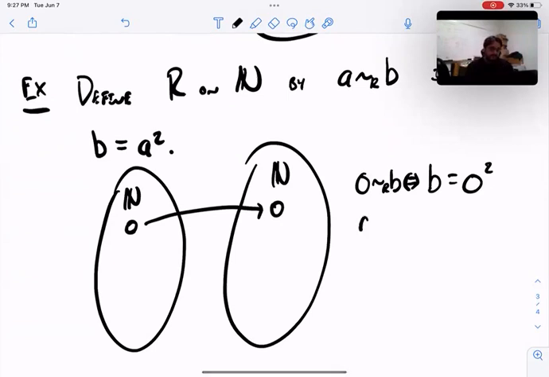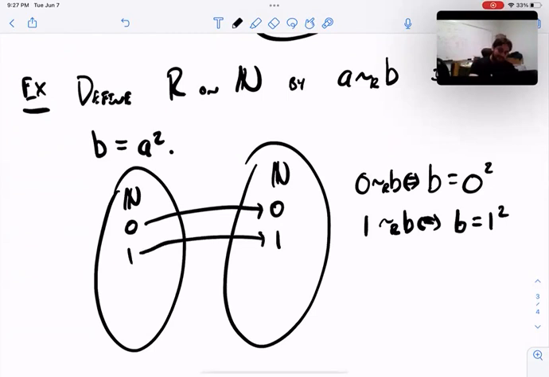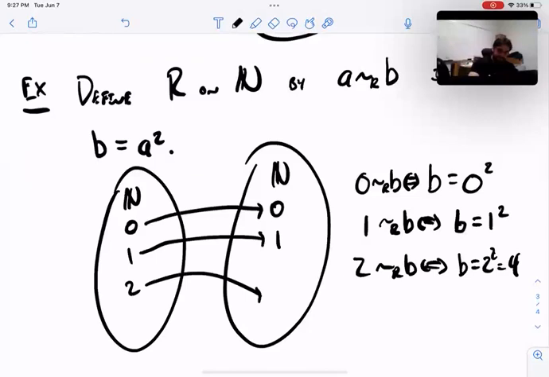Now, how could 1 relate to some B? Well, the only way 1 could relate to something is if B equals 1 squared, meaning B has to equal 1, right? 2 relates to B if and only if B is 2 squared, which is 4. So 2 would go to 4. And so on. 3 would go to 9. And on and on and on. So this is representing this as an arrow diagram.